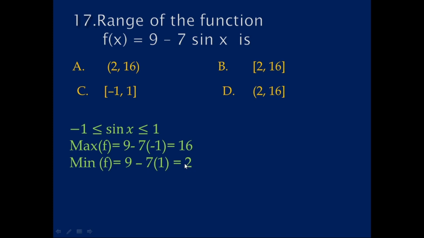And when sin x is at its maximum, you get the minimum value of the given function f of x. Therefore, the minimum value of f of x is 9 minus 7 times sin x with sin x maximum, meaning 1. 9 minus 7 is equal to 2. Here sin x belongs to the closed interval minus 1 to plus 1, and plus 1 and minus 1 are included. Therefore, the minimum value is 2, which is included, and the maximum value is 16.